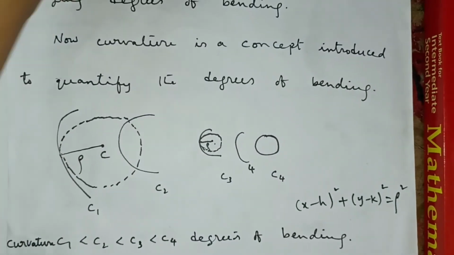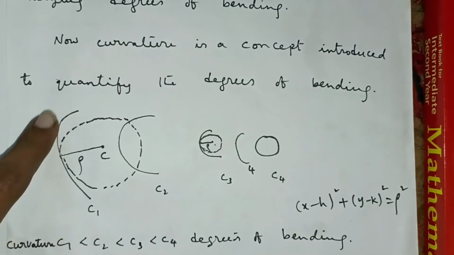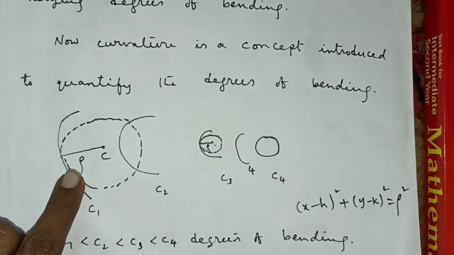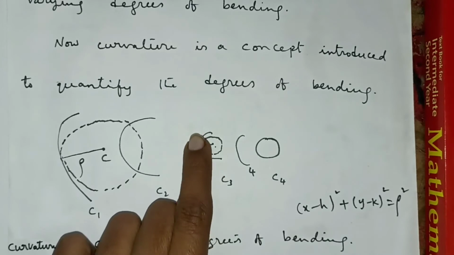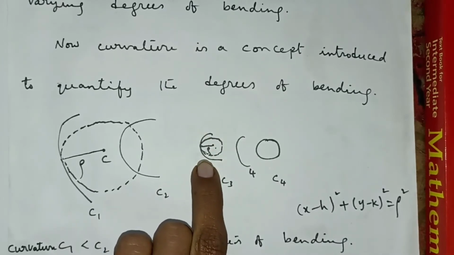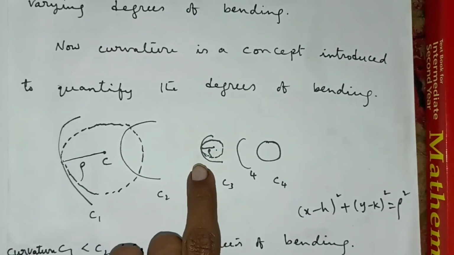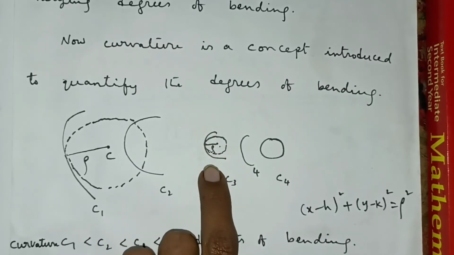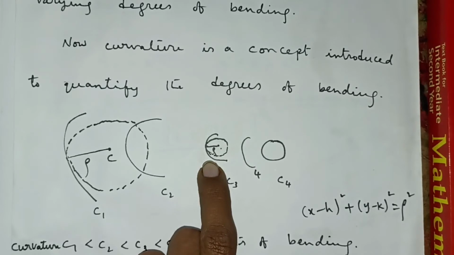Here one more thing you can observe. If the degrees of bending is less, you will get one big circle. If you get one big circle, you will get a big radius of curvature. For example, if you see this curve, it has more degrees of bending than this. So more degrees of bending means more curvature. This C3 curve has more degrees of bending, that means more curvature.